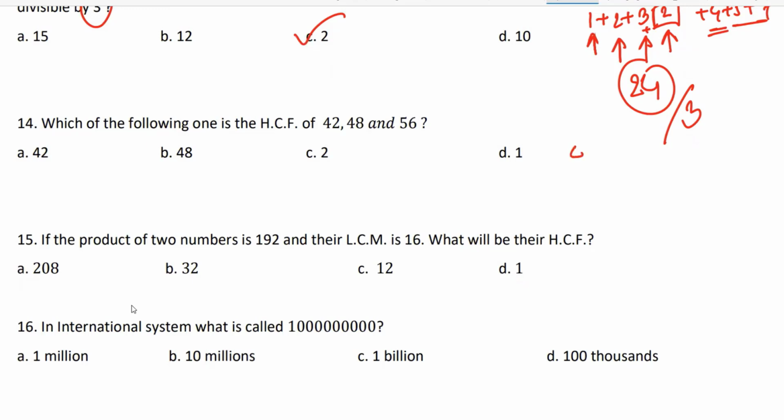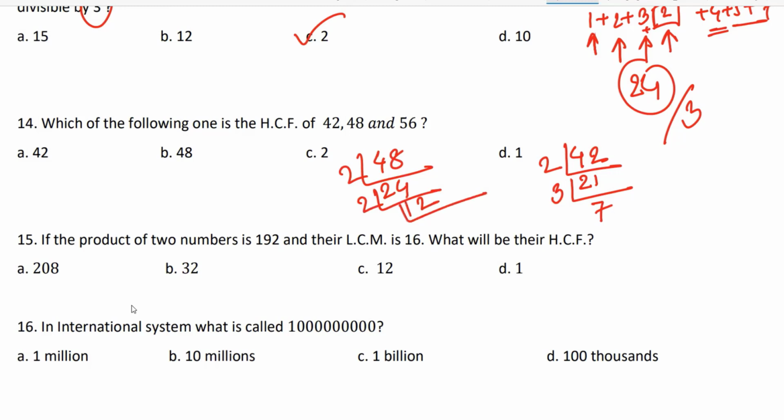We can write it in this way. 42 divided by 2 is 21, 48 divided by 2 is 24, 2 twos are 4, 2 sixes are 12, 2 threes are 6. Another one is 56: 2 to the 4, and 8, 2 fourteens, 2 sevens.